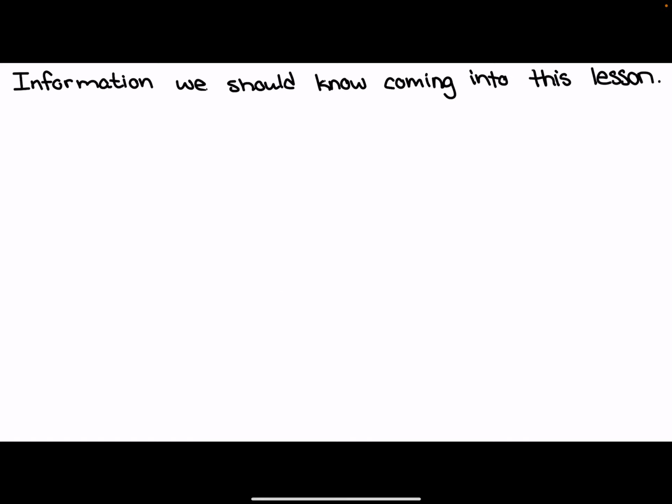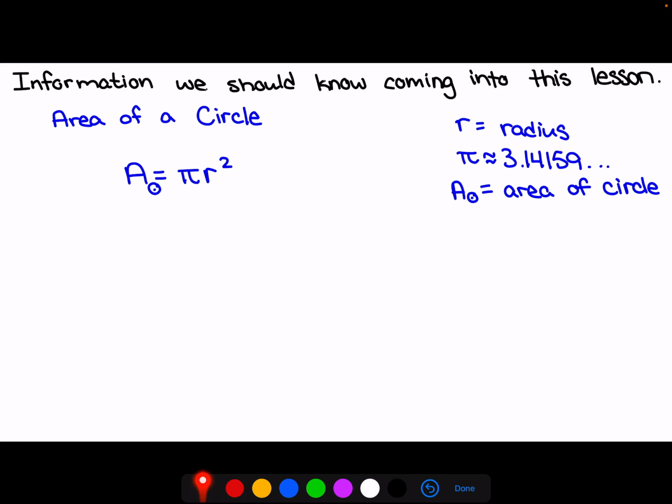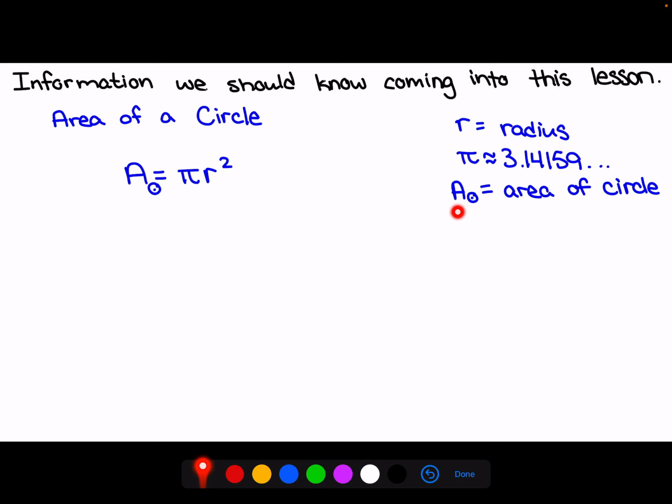First off, things that we should know before we can actually do this lesson today. We need to know the area of a circle: area is equal to pi r squared. Of course, r represents our radius. 3.14159 is pi. Of course, it's irrational, so it continues forever. And that's all this notation for area of a circle means. So that's one thing that we must know in order to complete today's lesson.